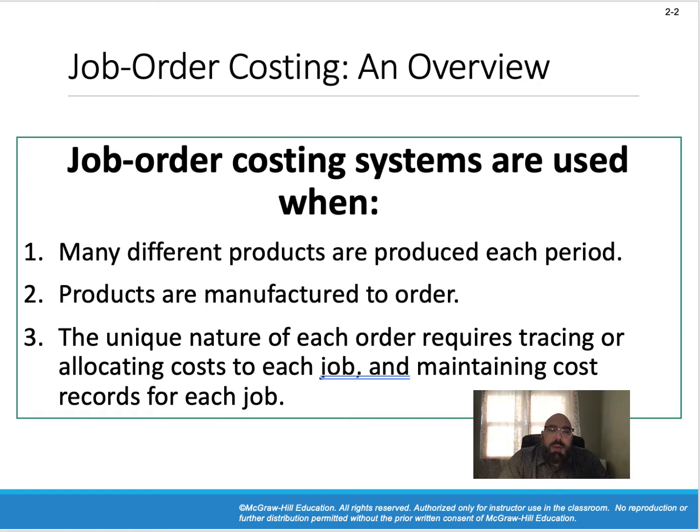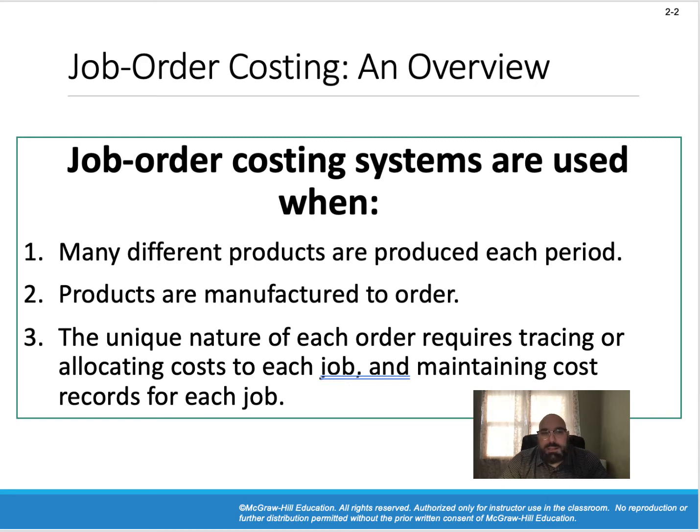Now, this topic of job order costing, we're going to spend 2 weeks looking at it. This week, we're going to get into job order costing, specifically how do we calculate the unit product cost. And then next week, we're going to look at job order costing again, but specifically we're going to see how costs flow through the accounting system.